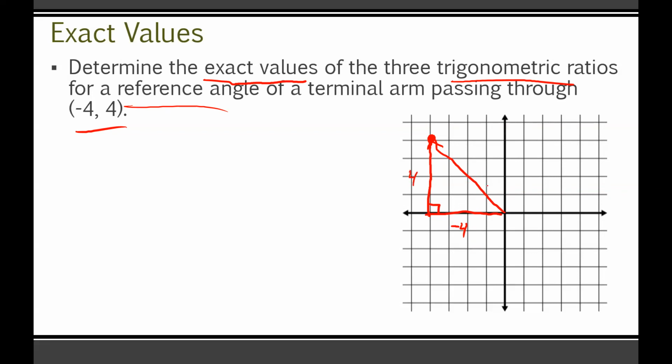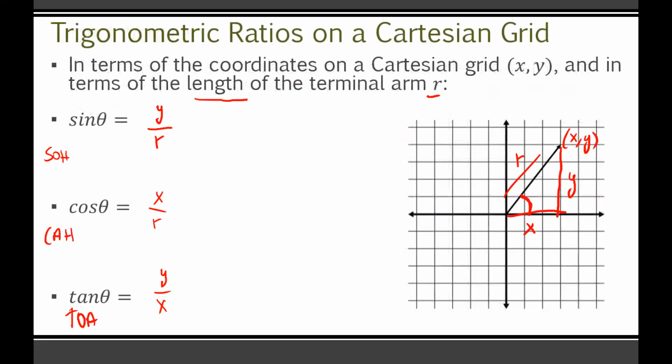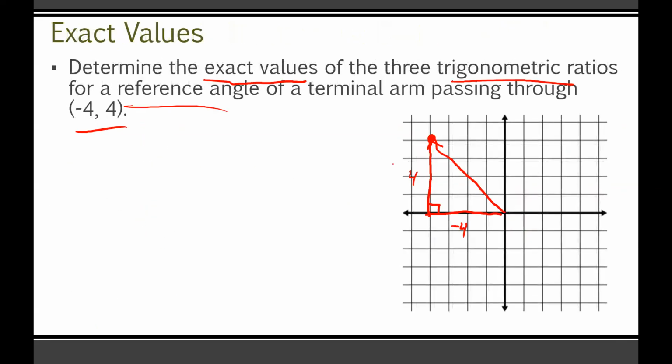And then we don't know the length of our terminal arm, but we certainly could find that. As a matter of fact, if I go back a slide, you'll see that the exact value of sine and cosine are going to require the length of that terminal arm. So on this one, let's find that length of r. To do that, we just need to use Pythagoras.